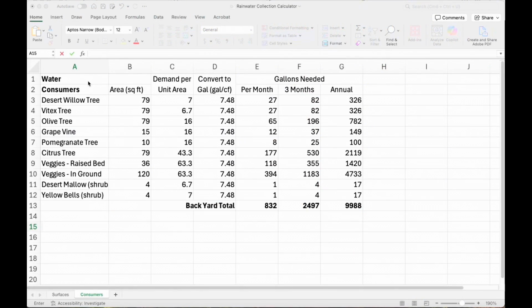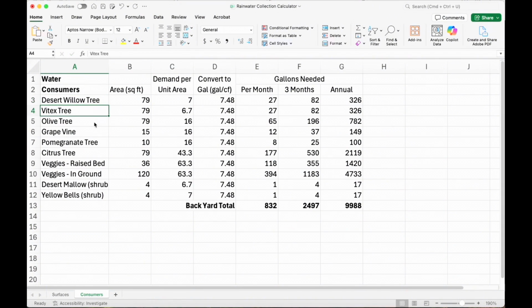Okay, so here we see all the consumers that are in my backyard that are going to have a demand for whatever water source that I come up with, or combined water sources. So what I've done is I've entered all of the trees. I've got the desert willow, the vitex, an olive tree, a grapevine, a pomegranate, and then I've just added a citrus tree, which is going to be one of the most demanding trees in my yard. Actually, it's the most demanding tree. And then I've got my veggies in a raised bed and then some in the ground.